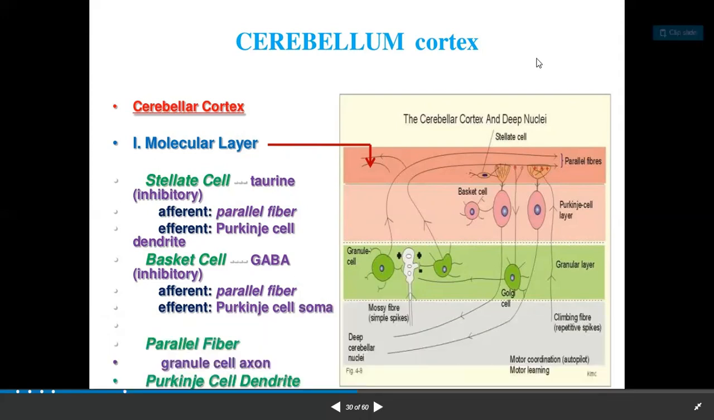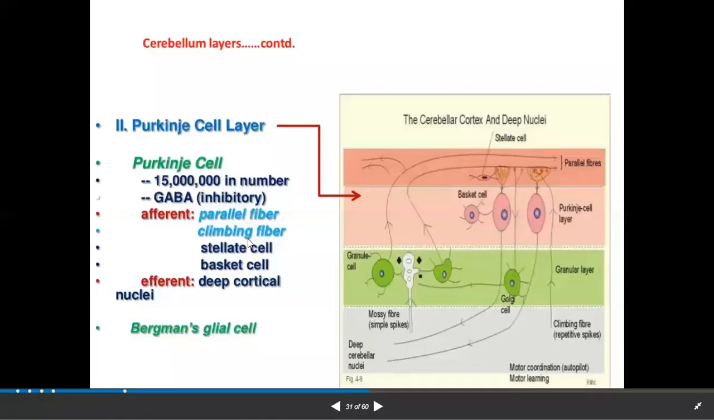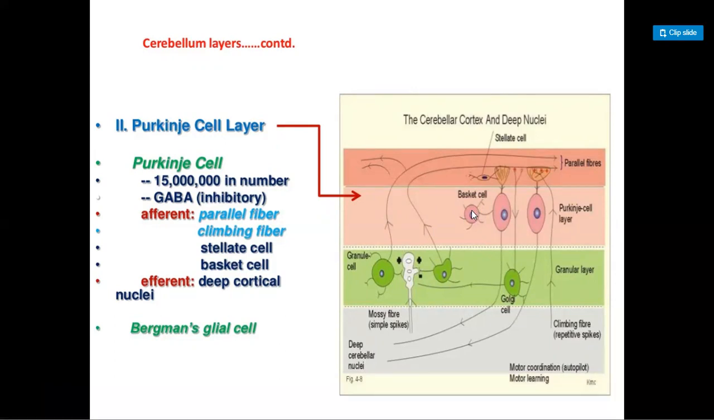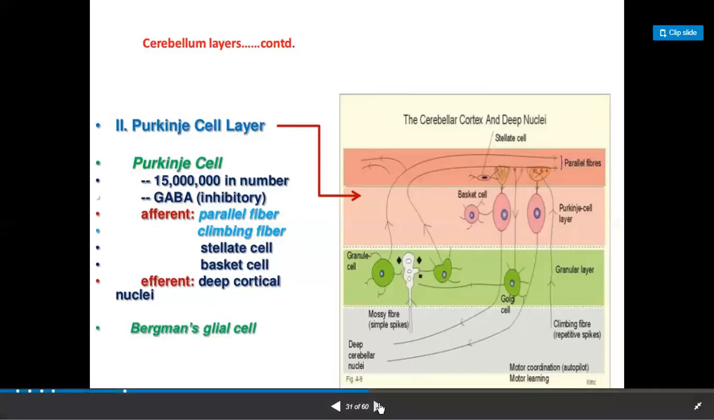Purkinje cell dendrites. You can see these Purkinje cells, which we have already shown in histology as well. So Purkinje cells are around 15 lakhs in number. They release a neurotransmitter called gamma aminobutyric acid, which is inhibitory. It receives afferents from parallel fibers, climbing fibers, stellate cells, and basket cells. Efferents it gives to the deep cerebellar nuclei. Here you also see Bergmann's glial cells.